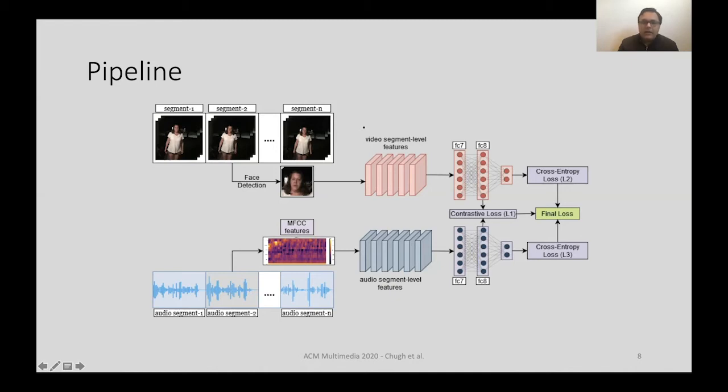And in parallel, from the audio segment, we extract the MFCC features. And the MFCC based feature is input into the audio channel. Further, when we reach the fully connected layer, we actually add a contrastive loss. And we also have two other losses for the individual channels.